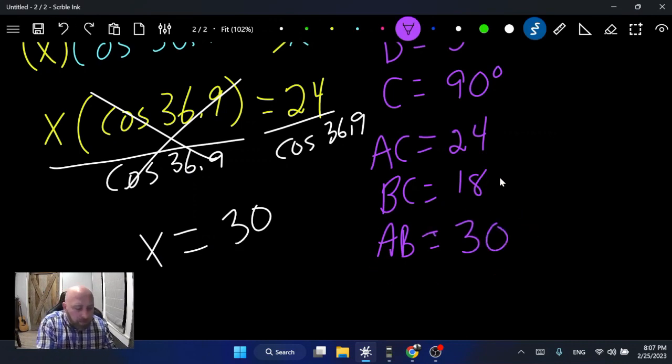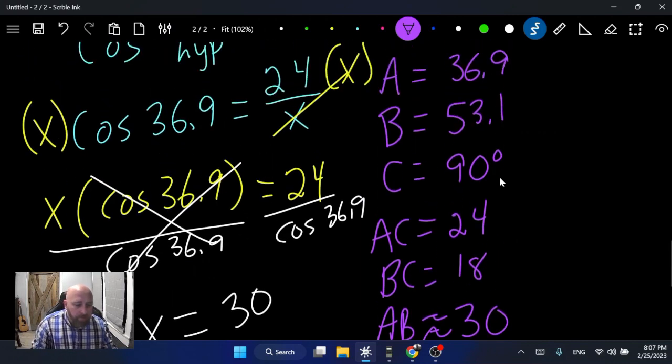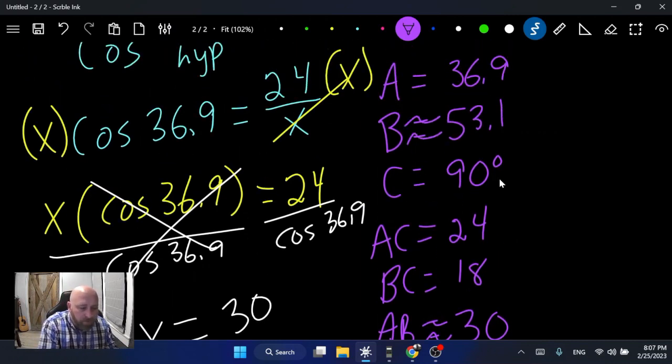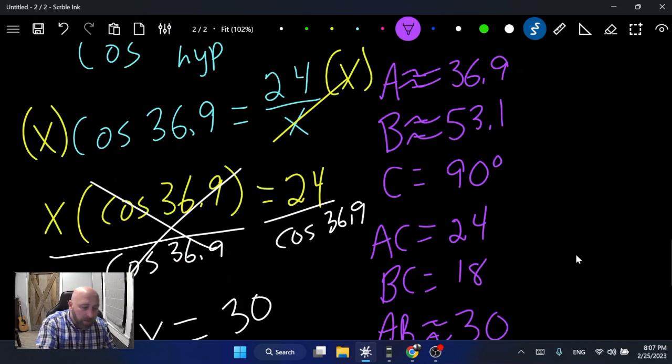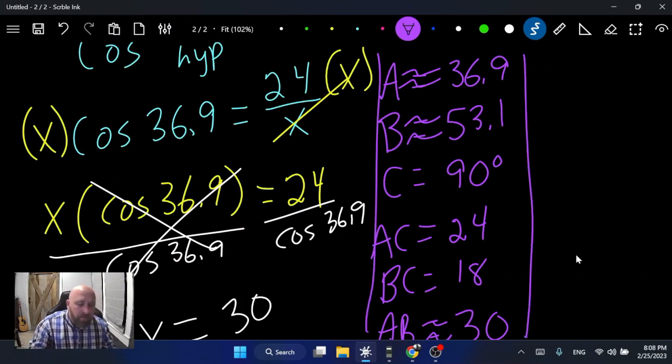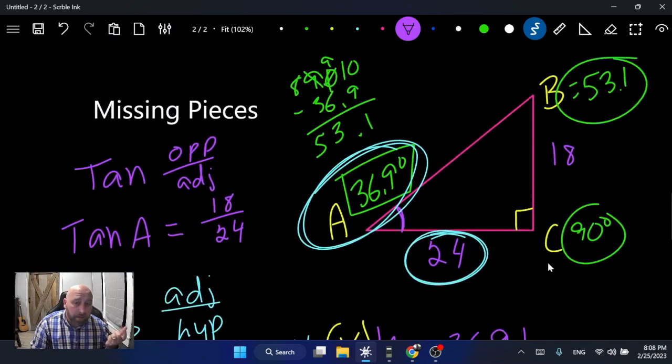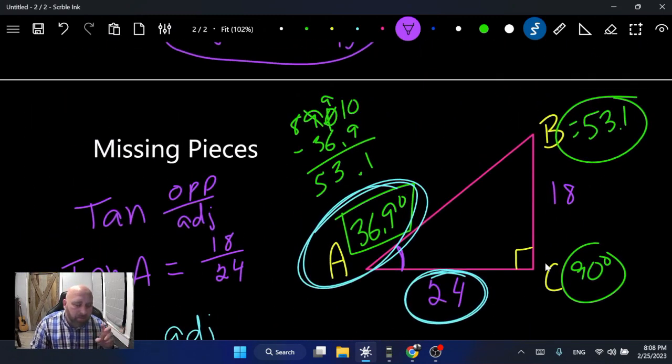Now, these would be approximately 30, right? And this is going to be approximately 53. And this is going to be approximately 36.9, okay? So there's our values of all of the different pieces of that triangle, and we never used Pythagorean's theorem. We interpolated, we kind of estimated, if you will. We rounded off some things, but we used trigonometry to solve it instead of using Pythagorean's theorem. And so there you go. You've got all the different pieces to this right there.